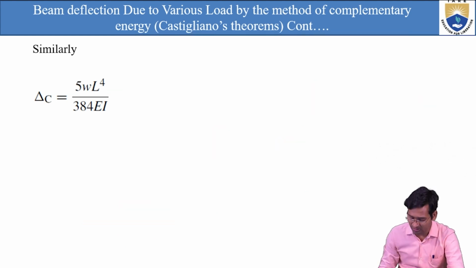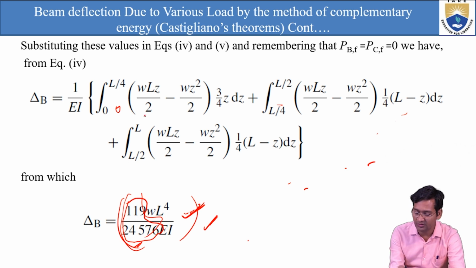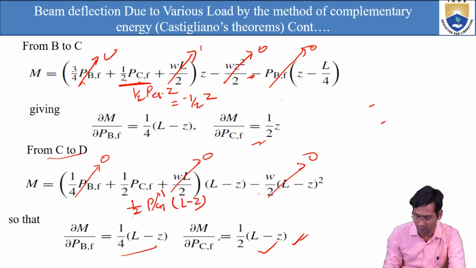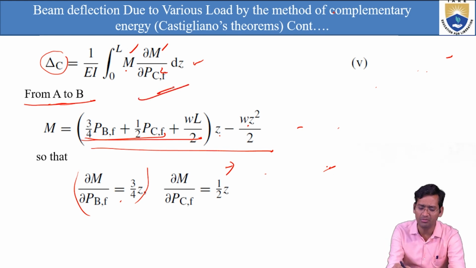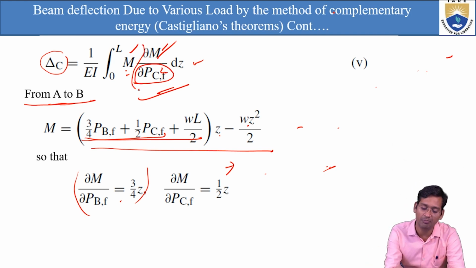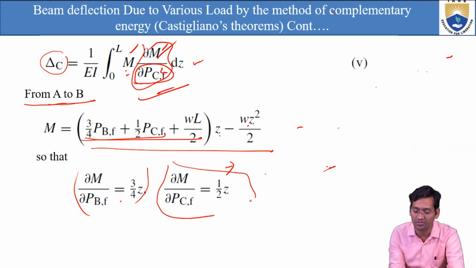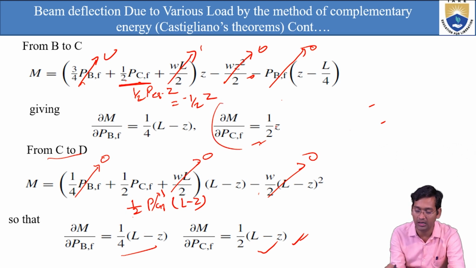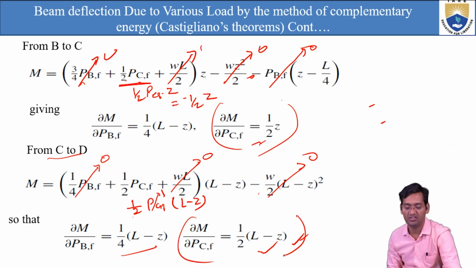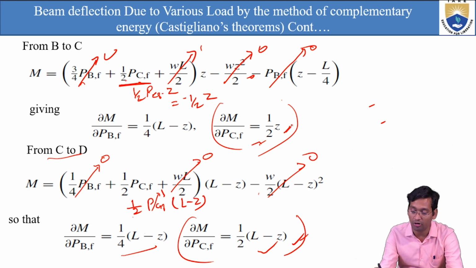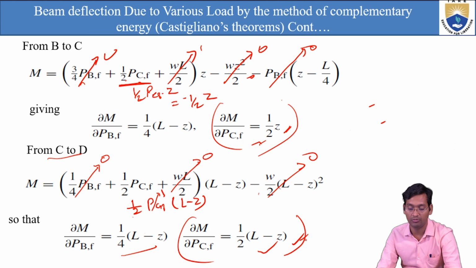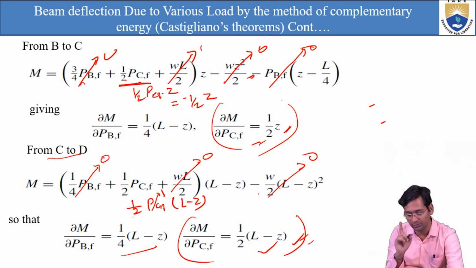Now for delta C. So similarly, just what we have to do here, these values you have to put where? In delta C equation. Where? Here. M will be same, delta M will be same, just whatever you differentiated with respect to PCF, that will change. So this del M by del PCF will be different, M will be same. So here in this case what we got, del M by del PCF is 1 by Z. For A to B, this remains same. For B to C, what we got here, del M by del PCF is 1 by Z, and for C to D, del M by del PCF is 1 by 2 L minus Z. So now just see here, in previous we got both 1 by 2 L minus Z, but this time we are getting different with respect to C.